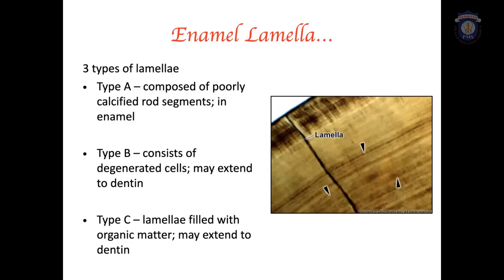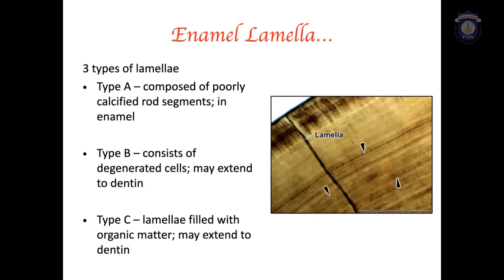whereas in type B, the enamel cracks or the lamellae will consist of degenerated epithelial cells. Now, where is this coming from? It is coming from the saliva, from the oral cavity. These degenerated cells can get entrapped within the enamel lamellae, and it may extend to the dentine, whereas type A might not extend to the DEJ, but type B can extend. This crack can extend till the dentine.